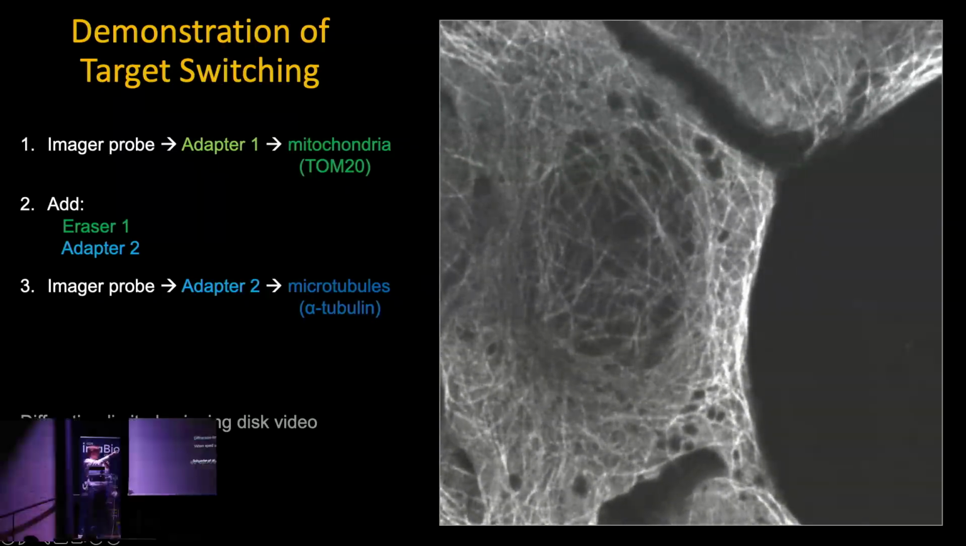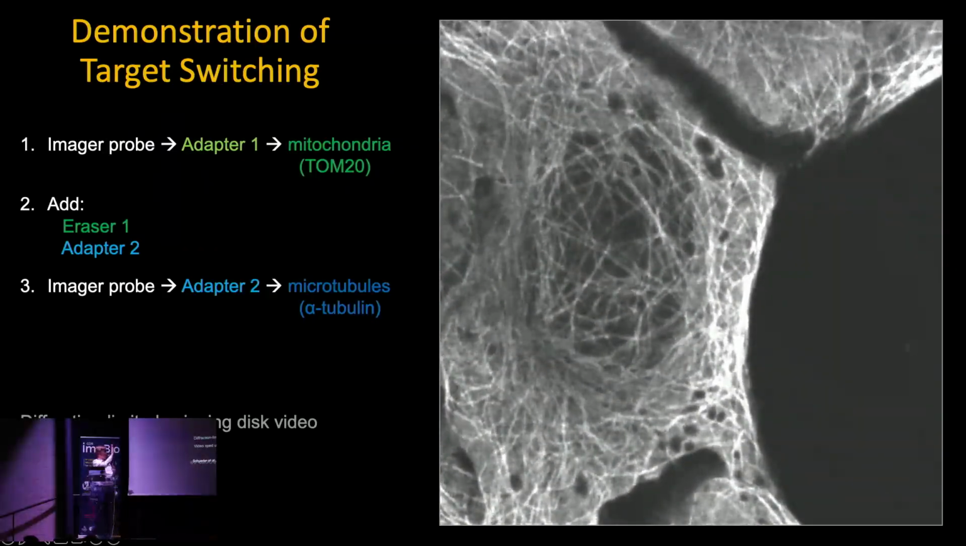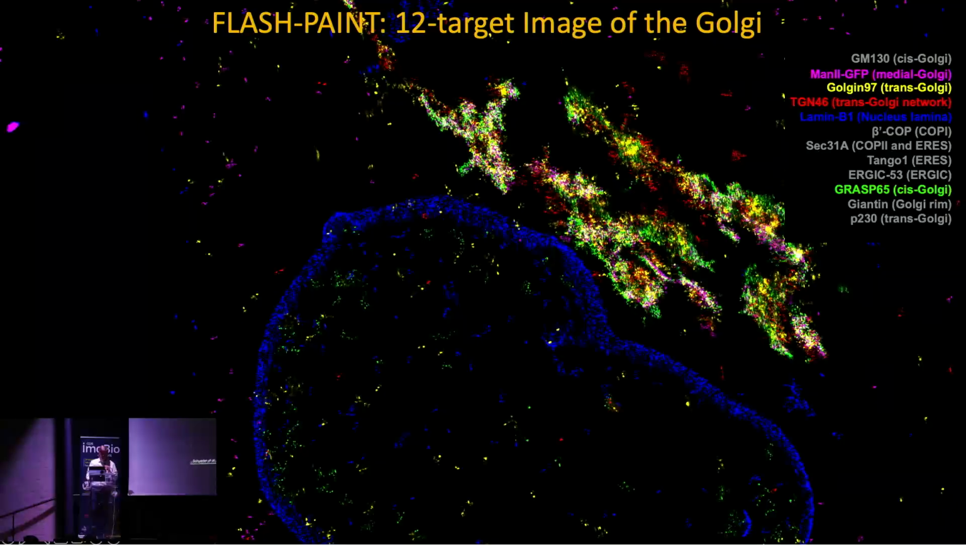This is 40-fold sped up. And so you could not really see the microtubules in the beginning. Now the mitochondria have completely disappeared. So this works extremely efficiently. And I'm speeding up a little bit because I'm out of time here.